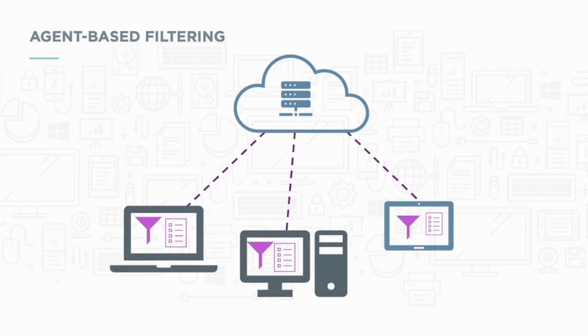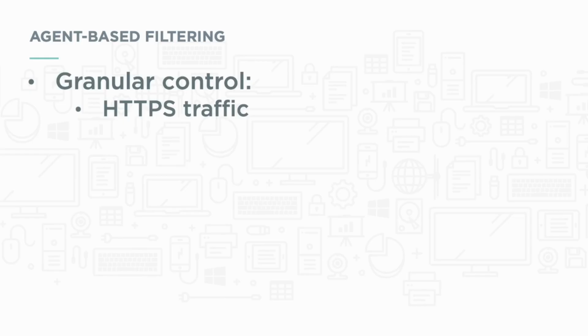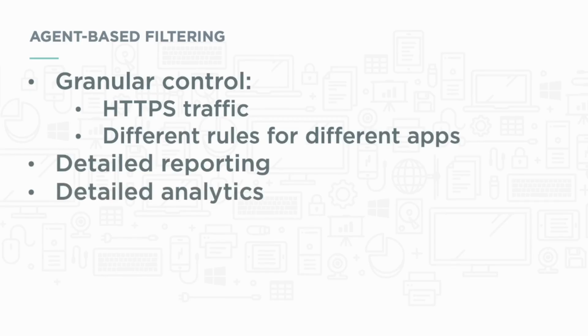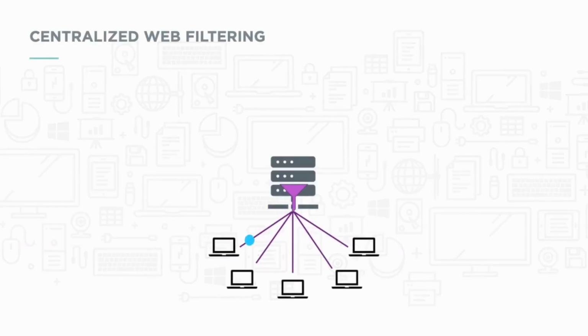from home or traveling. Because filtering occurs locally on the device, agent-based methods often provide more granular control, such as filtering HTTPS traffic or applying different filtering rules for different applications. Agent-based filtering can also provide detailed reporting and analytics. In a centralized approach, a proxy server performs content filtering by analyzing web requests from users and determining whether to permit or deny access based on established policies.